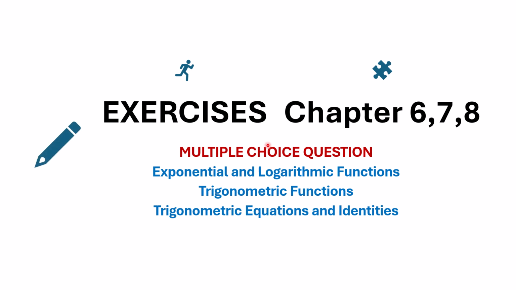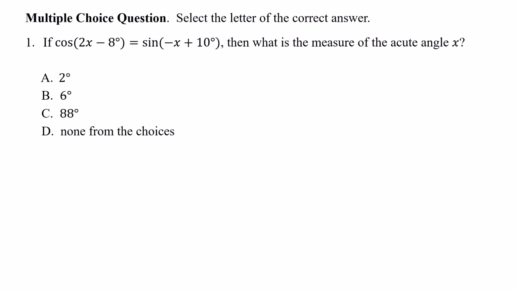In this video, we will solve the multiple choice question as an exercise for chapters 6, 7, and 8. In this question, if cosine of (2x minus 8) degrees is equal to sine of (negative x plus 10) degrees, then what is the measure of the acute angle x?